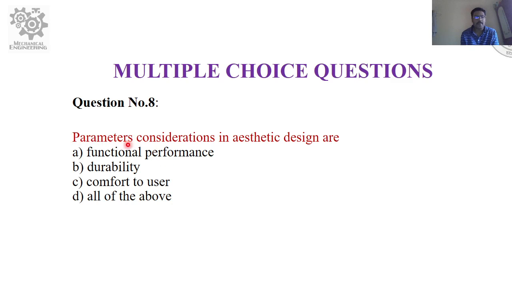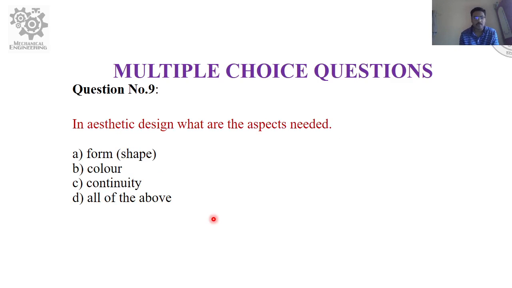What are the parameters for consideration in aesthetic design here? Option A, functional performance, durability, the comfort to user, and all of the above. So guess your answers. We'll go for the 9th question here. In aesthetic design, what are the aspects needed? Once again I repeat the question.